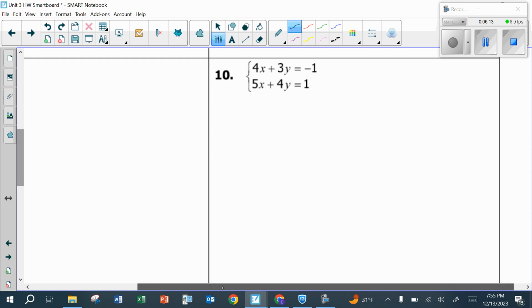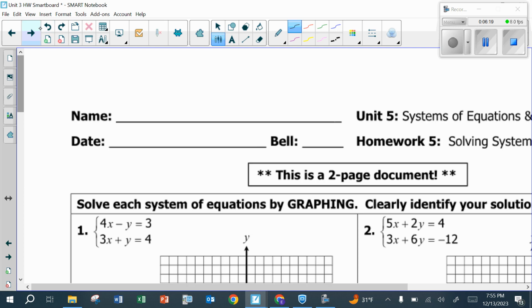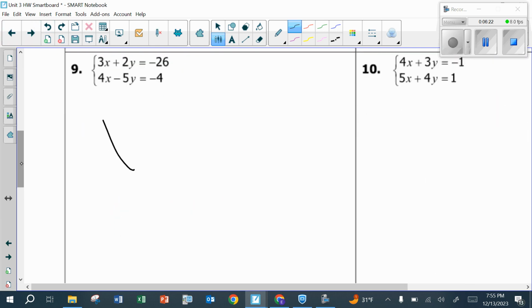And then one more, number 9. Okay, I'm just going to do the top and bottom again. You can't do 3 times anything to get 4. You can't do 2 times anything to get 5, so we have to multiply both of them. I'll multiply this one by 4 and this one by negative 3. I tend to just do these numbers in the front, but you don't have to. Like I said, if you wanted to, you could multiply both equations by a negative, or by a 5 and a positive 2.